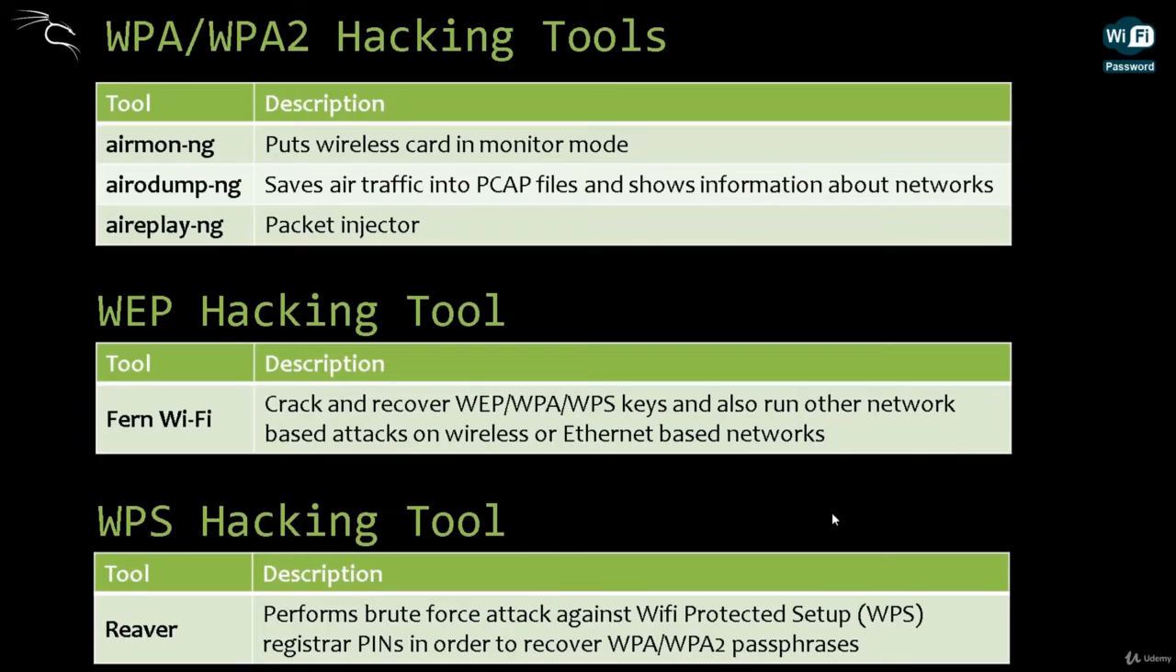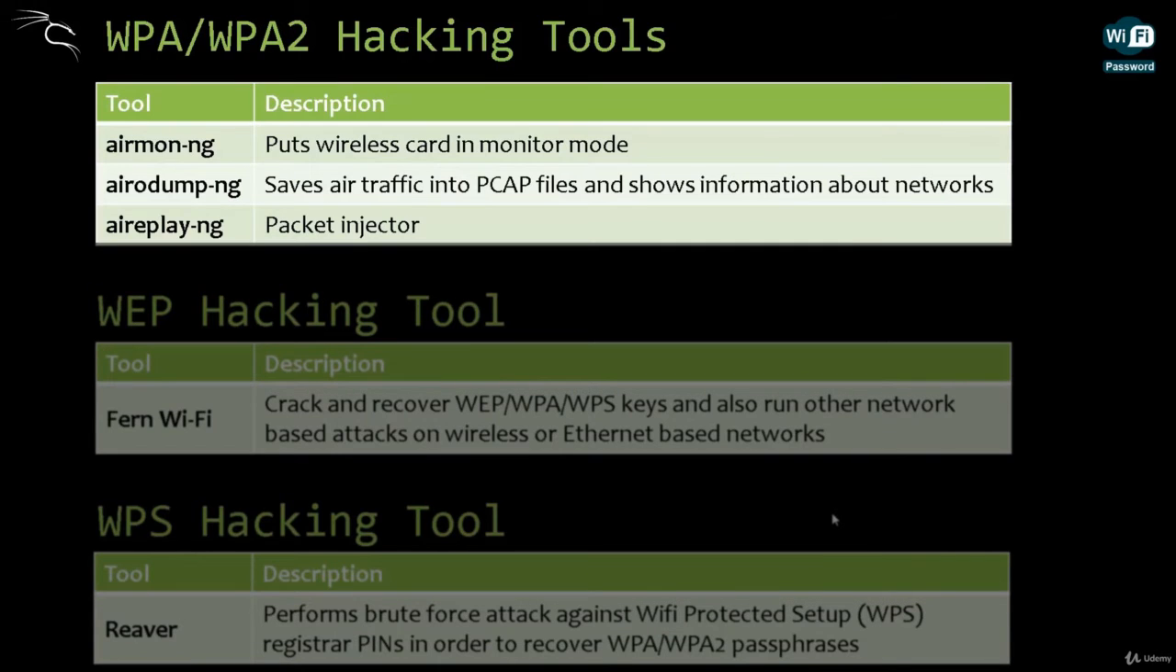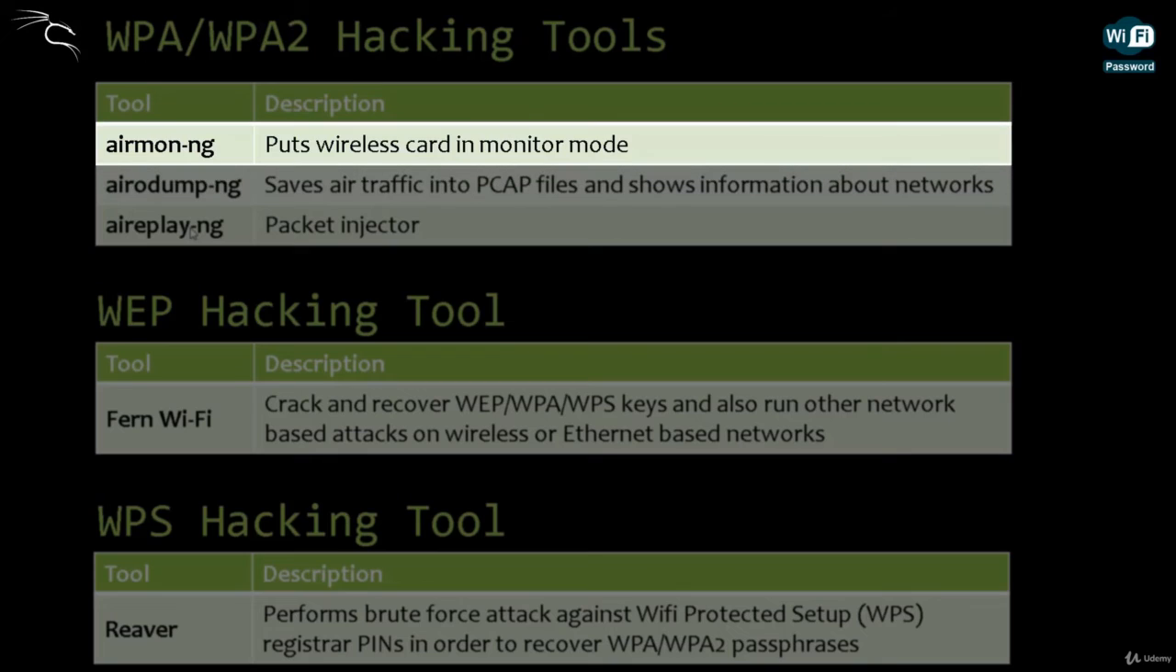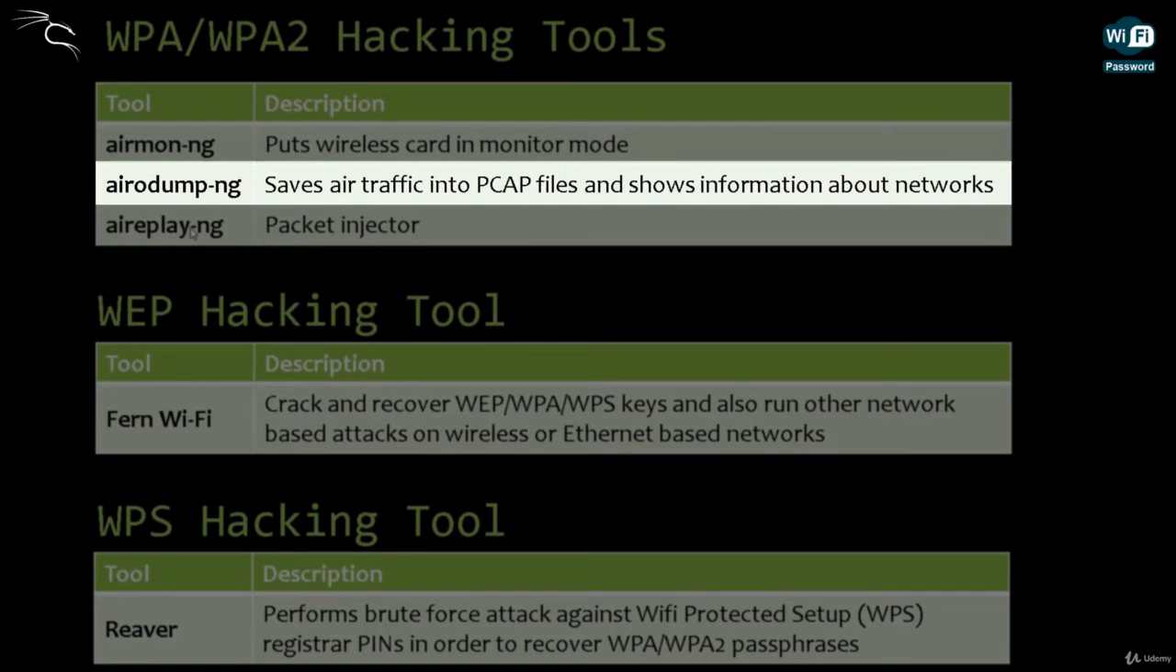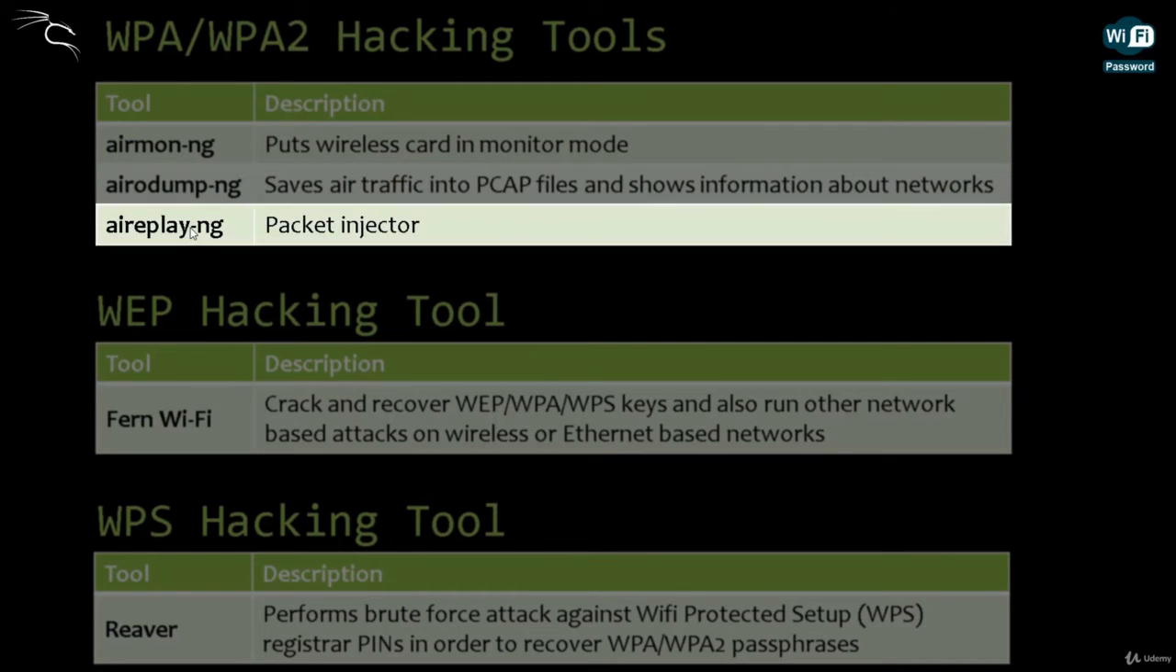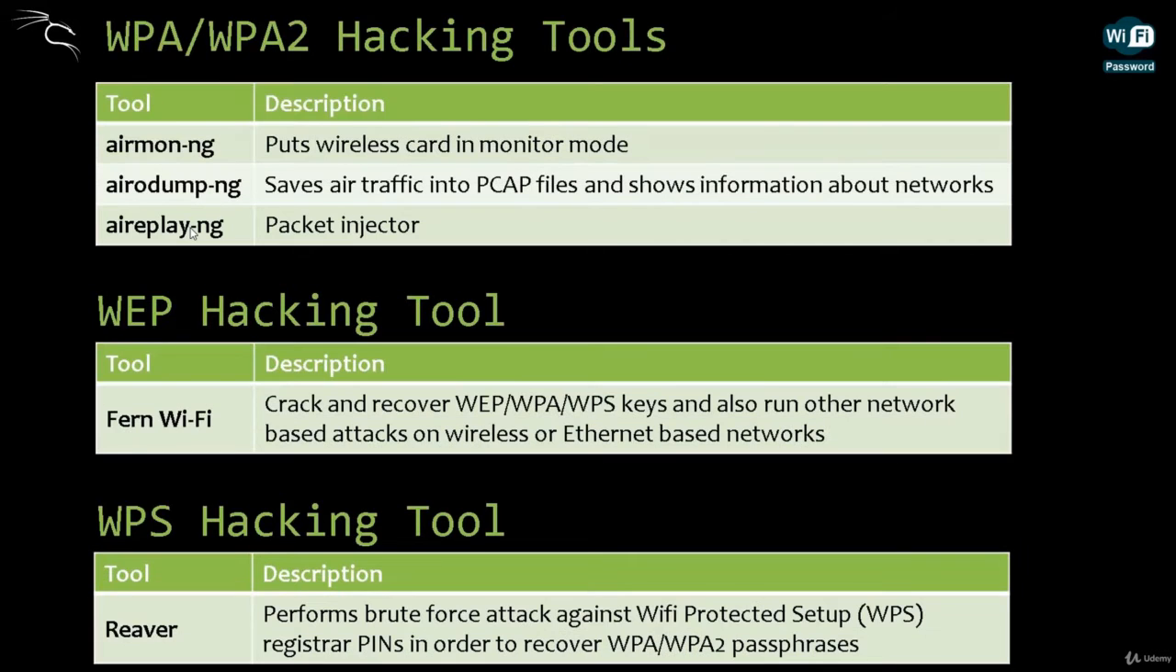The tools that we'll be using for the attacks are listed here. Actually, any of these tools can perform WPA, WPA2, WEP, and WPS attacks. For the sake of exposing you to different tools, I'll be using a different tool for each kind of attack. For the WPA2 attack, we will use these applications: Airmon, Airodump, and Aireplay. Airmon puts your wireless card into monitoring mode, so it will monitor what's going on around you. Airodump will save the traffic that's going on around you to a PCAP file. And Aireplay will enable you to inject some packets into this traffic. We will see this in detail.